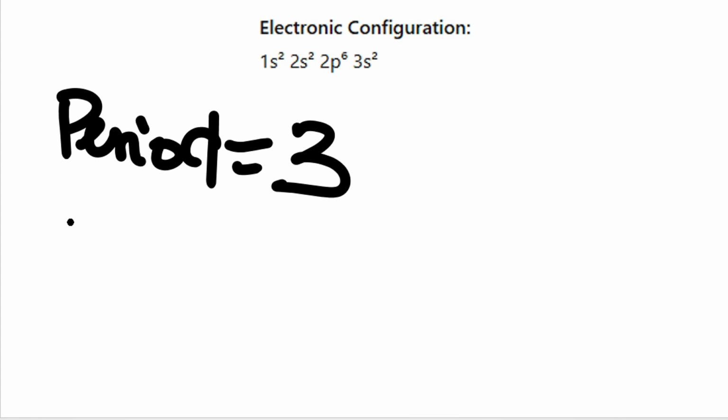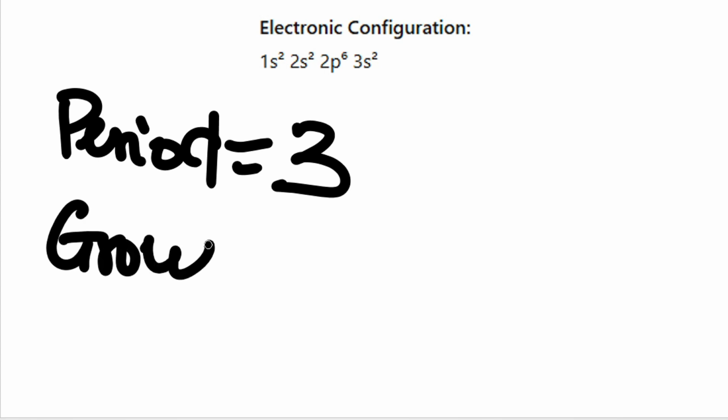Now the next thing is you have to find the group. Which group does it belong to? You go to the one with the largest principal quantum number. 3 is the third shell, right? So on the third shell, how many electrons are there? The 3 is coming with s2, so only 2 electrons are inside. So you count the number of electrons on that shell, that is just 2.